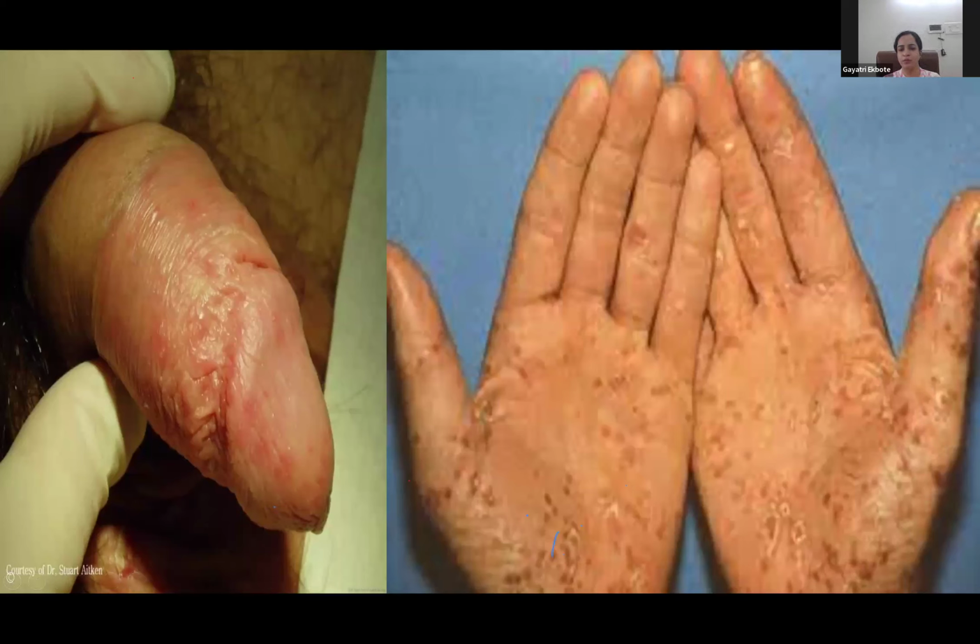So this is your keratoderma blennorrhagicum. You have involvement of the soles and hands as well. This is seen usually in your reactive arthritis.